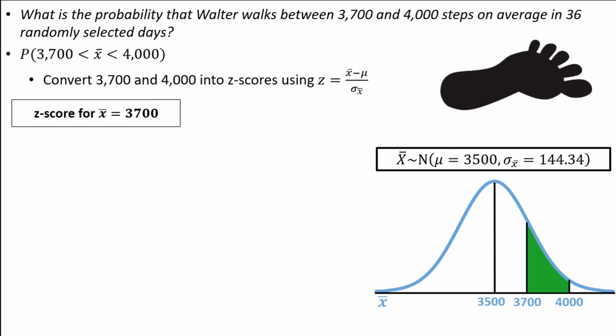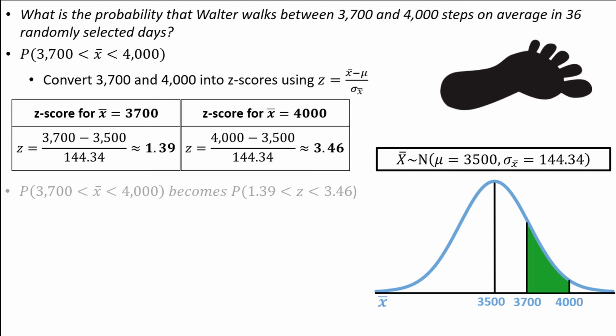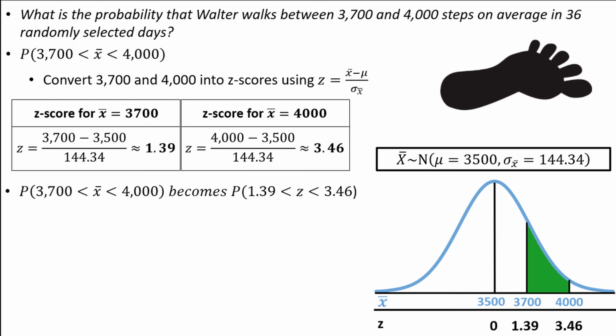The z-score for 3,700 is about 1.39, and the z-score for 4,000 is about 3.46. The new probability statement in terms of z-scores is the probability 1.39 is less than z is less than 3.46, which is equivalent to our other probability statement. We can add our second axis to include z-scores on our graph. Let's look for the z-values in the table.